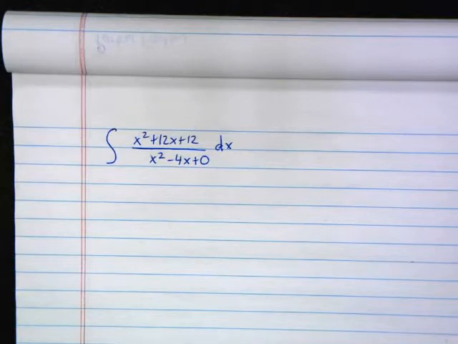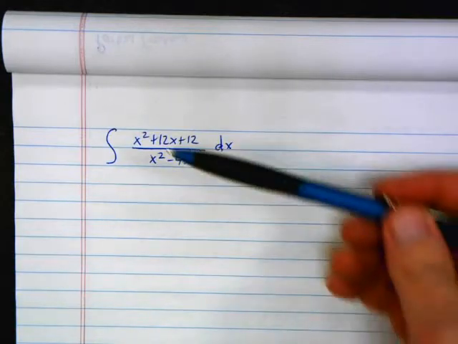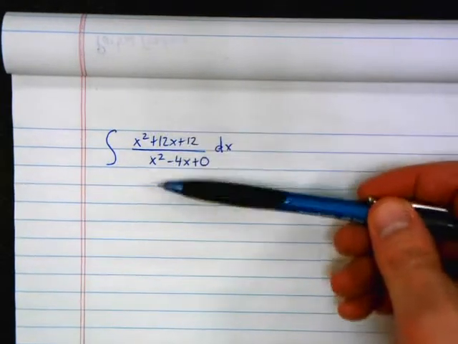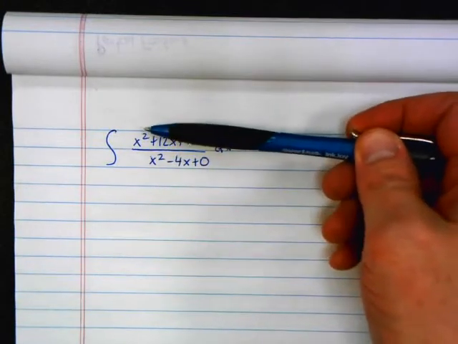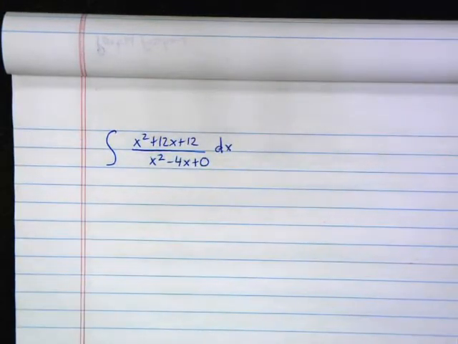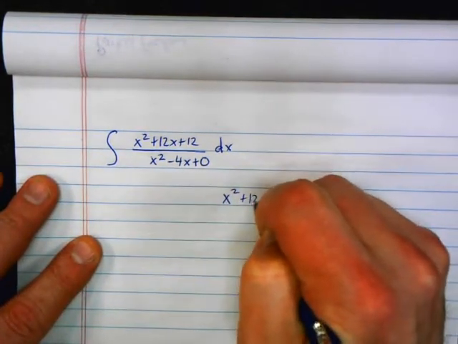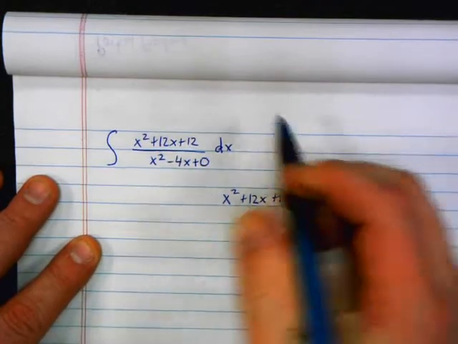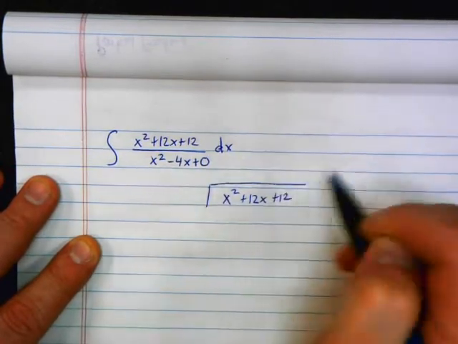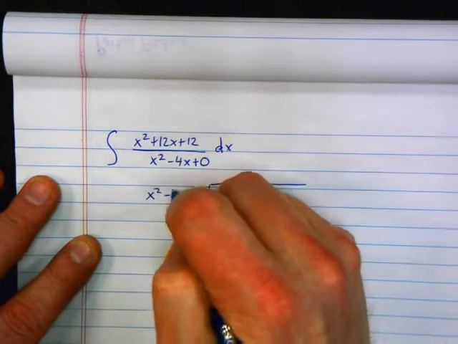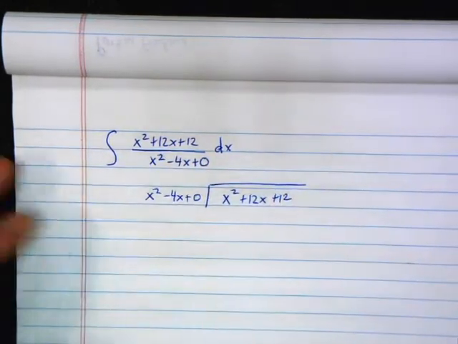Same powers. What do we have to do when the power of the top and the bottom are the same, or if the power of the top is bigger than the power of the bottom? Divide. We've got to divide it first. So that's something to watch out for. Sometimes you have to do a long division. Okay, so we got to come here and we got to divide. We got to take x squared plus 12x plus 12 and divide it by x squared minus 4x plus 0.